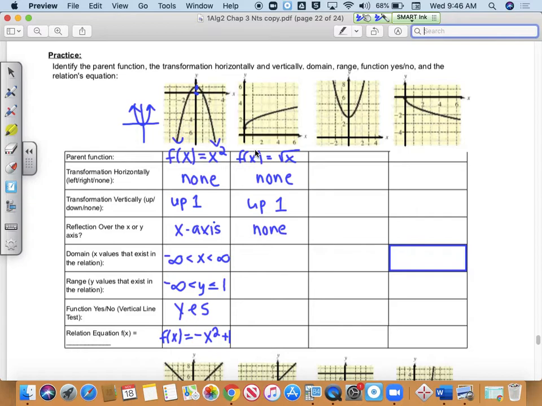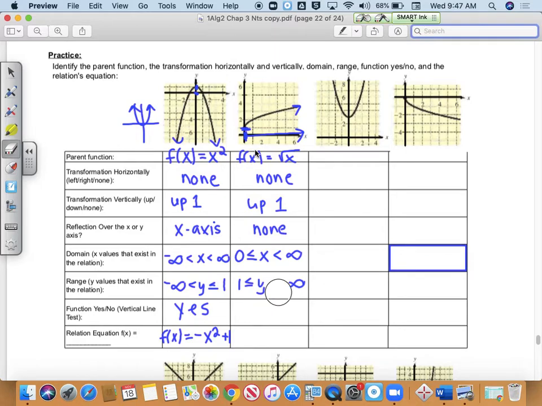The domain, so looking at the x values, I can see that the smallest x value is going to be 0, and it goes on forever. So the smallest value in the domain is going to be 0 for this one, but then it goes on to positive infinity forever. Looking at the range, now I'm looking at the y values. I see that the smallest y value is 1, and then this graph goes on forever, so it's going to keep going to positive infinity.